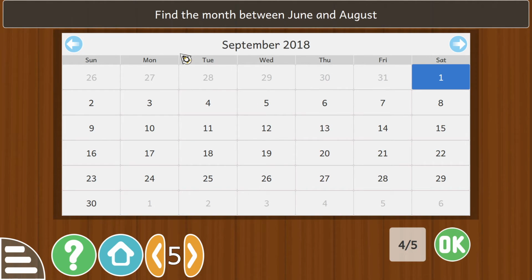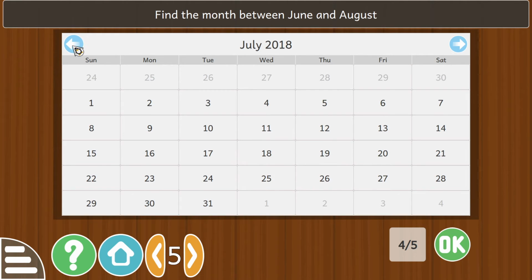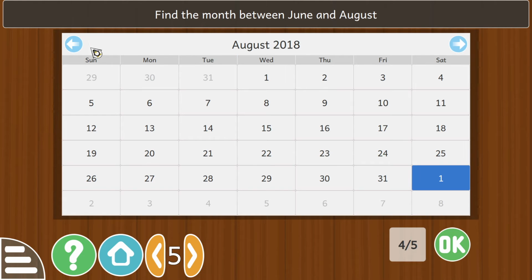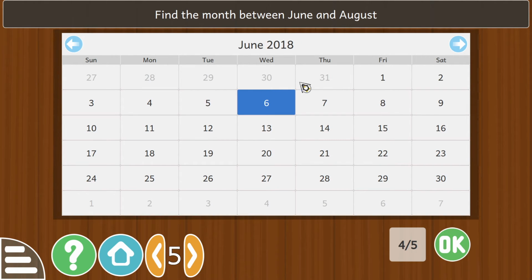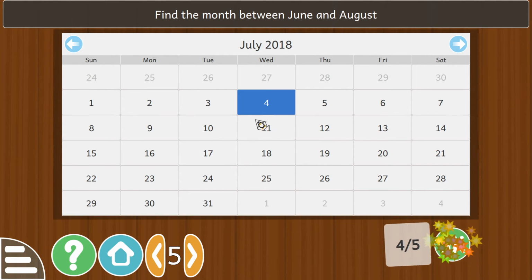Find a month between June and August. Well, there's only going to be one, so we've got June here, and then there's August 2 months after it, and July is that month.